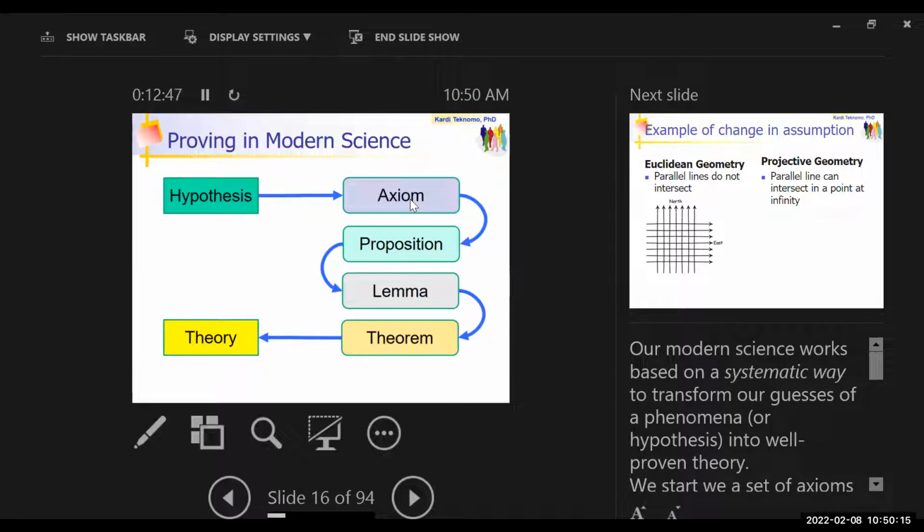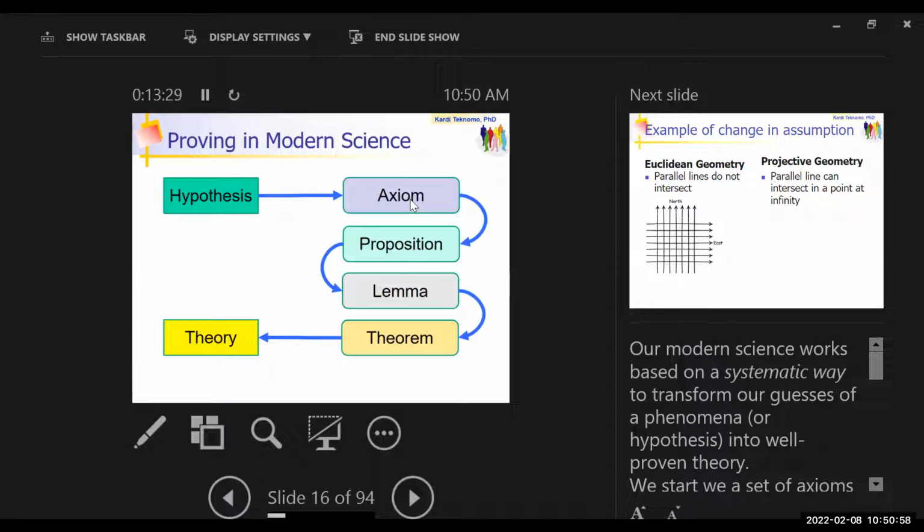Now, in modern science, these are the steps to create the deductive approach. We start with what is called a hypothesis. What is a hypothesis? Our guessing. From the hypothesis, we create what is called axioms. What is an axiom? An axiom is basically our belief, something that we believe to be true. And then from the axioms, we create propositions. What is a proposition? It's a statement that can be true or false.